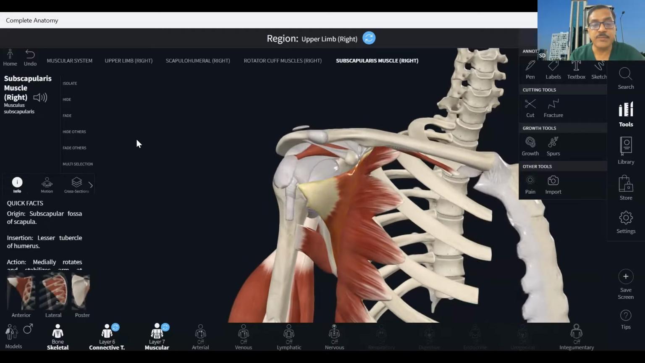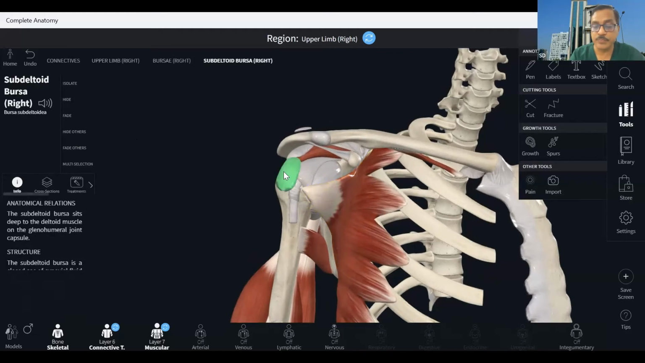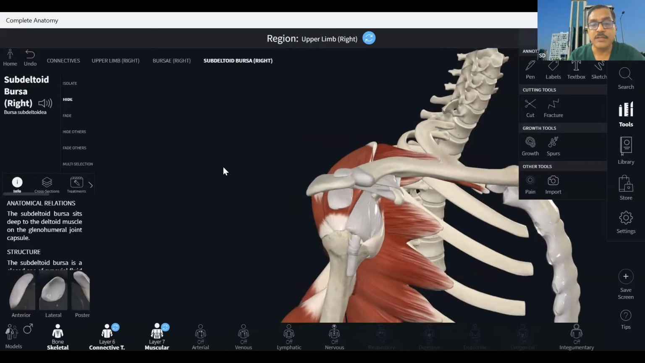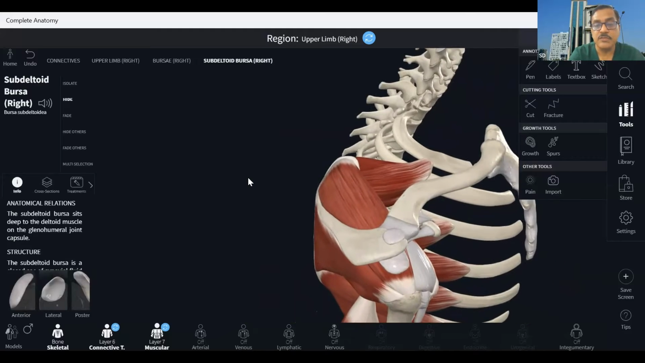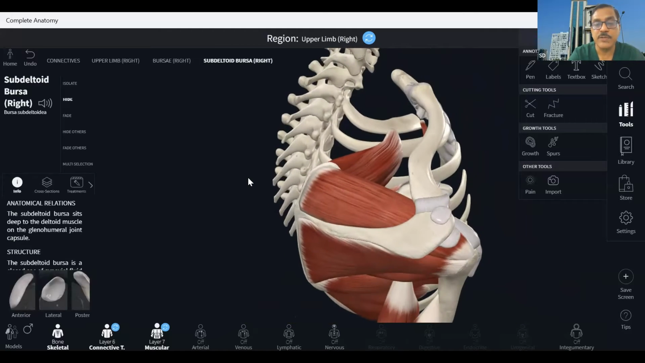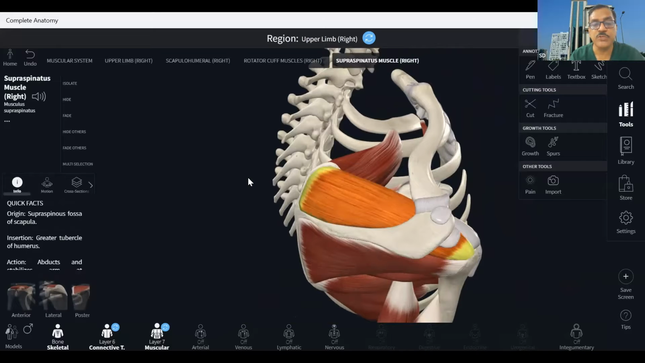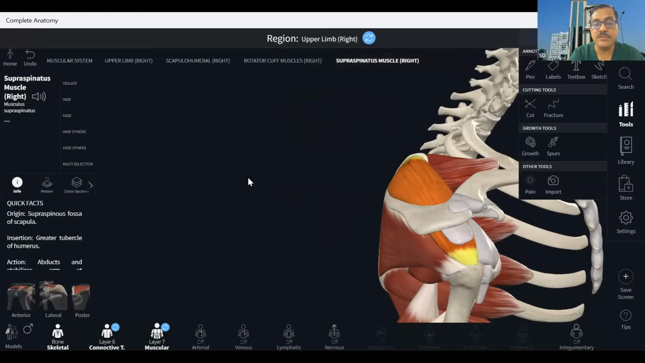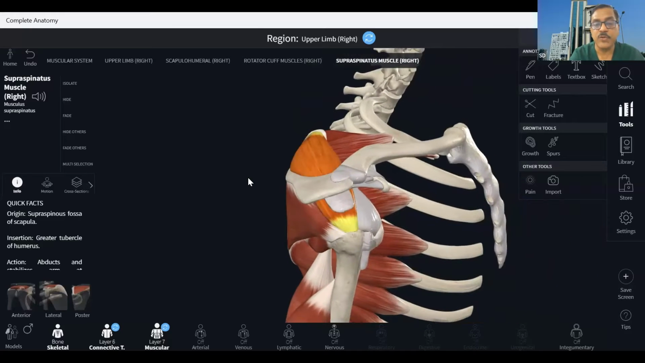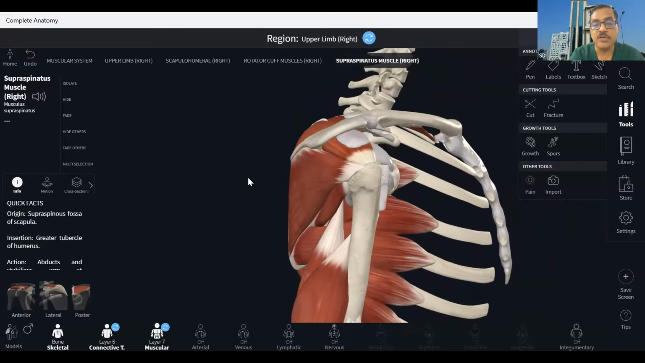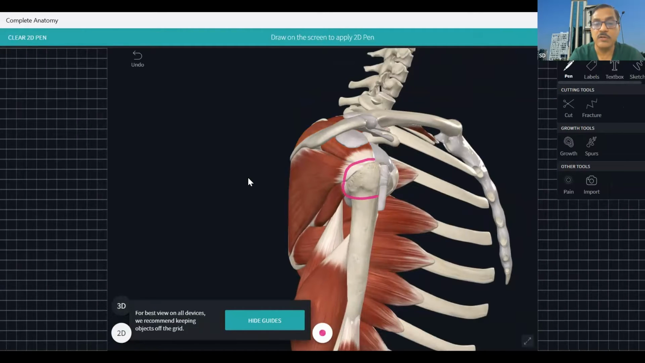So then let me remove this also and let us see supraspinatus muscles. So this is your supraspinatus muscles. Supraspinatus muscles gets originated from the supraspinatus fossa above of the spine of the scapula, and it comes below the acromion, and get attached to the superior facet of the greater tubercle. So this was the greater tubercle. So this was the superior facet, middle facet, and the inferior facet.